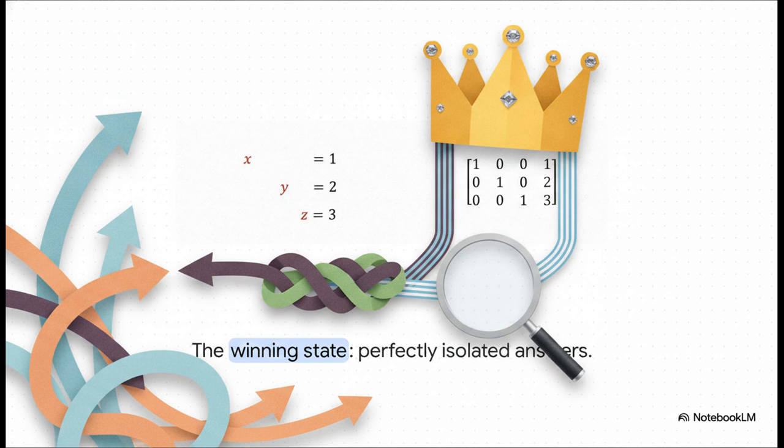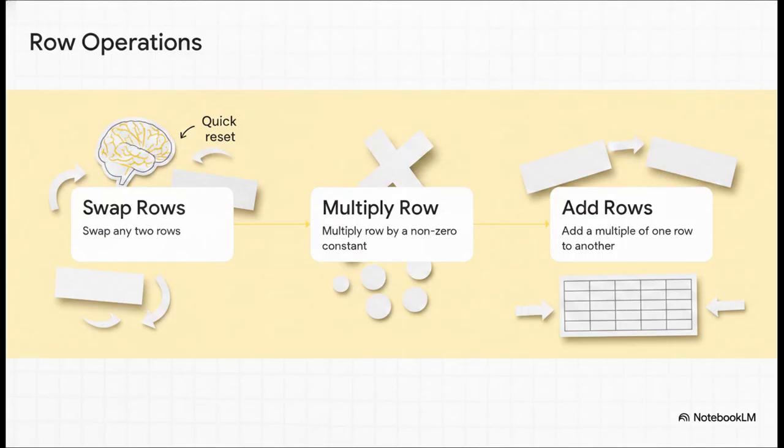After our upward sweep, look at what remains. We've reached what's called the identity matrix, a perfect diagonal line of ones, with zeros everywhere else in the variable columns. And this brilliantly illustrates perfectly isolated answers. The top row simply reads x equals 1. The second row reads y equals 2. And the third row reads z equals 3. The knot is untangled.